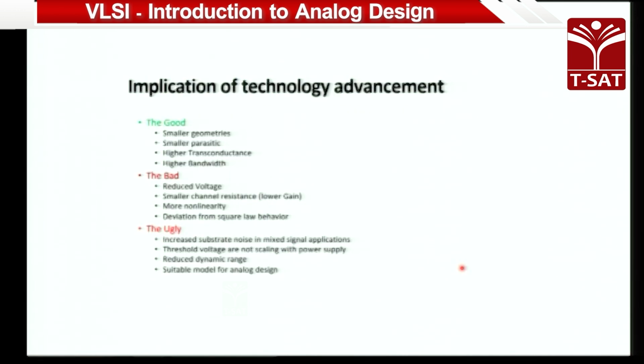Implications of technology advancement, right? This is another thing we should know. I was telling you some part of it: once we are moving from one technology to another advanced technology, what implications come? Obviously, we are going to a new technology for something good, right? And something good is smaller geometries, because smaller geometries mean higher density. We can have similar or better performance in less area, and area is critical there, right?